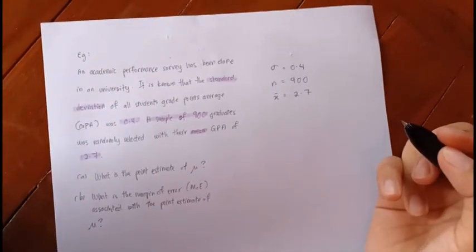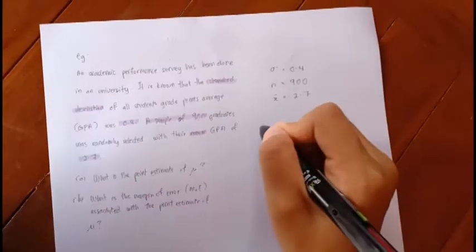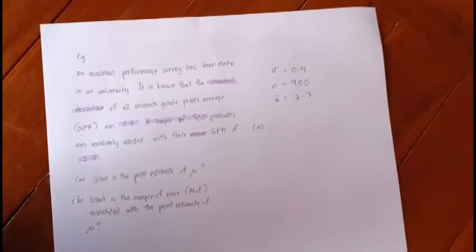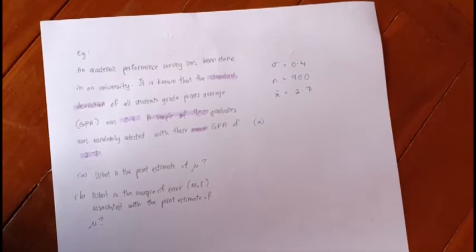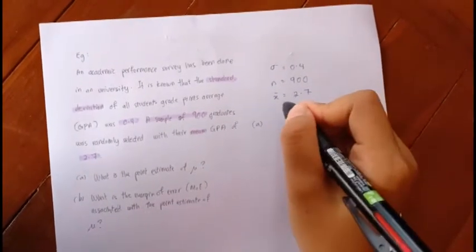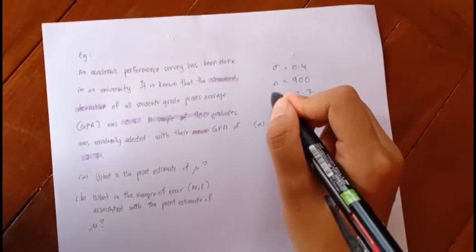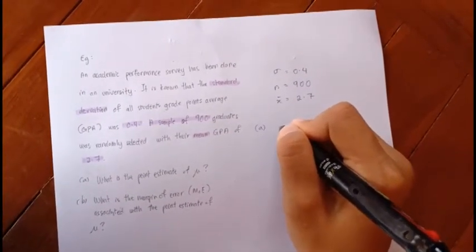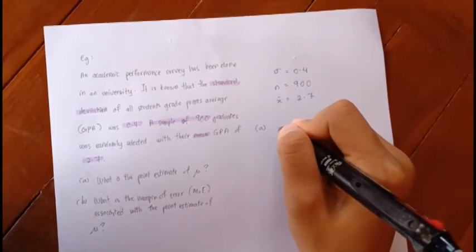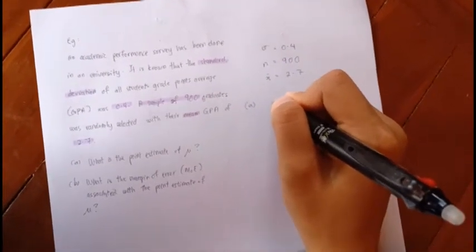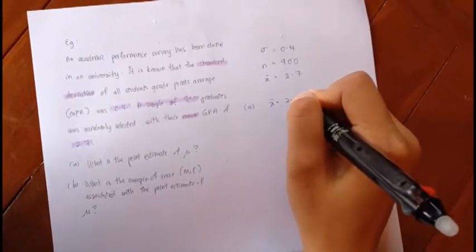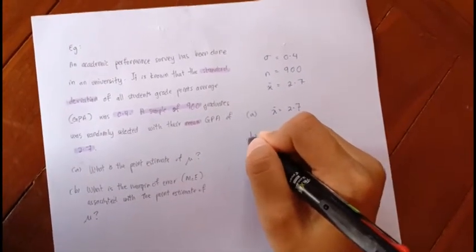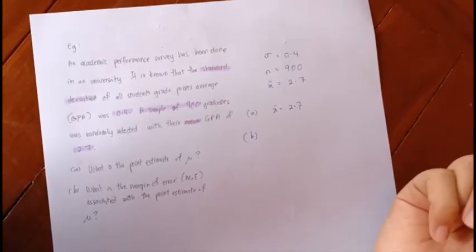Now we will answer the first question. What is the point estimate of the population mean? Since the point estimate is a single value of the parameter, we just take the sample mean. So the point estimate of mu, the population mean, is 2.7. That's it. Now for the second question, what is the margin of error?